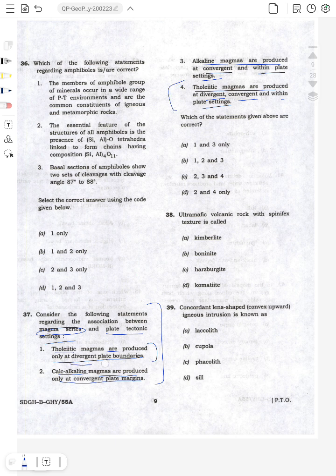इधर वो सिर्फ एक divergent plate boundaries cover कर रहा है, इधर divergent, convergent and within plate setting. The statement which covers more fields has more tendency to be correct. So this will be incorrect. But I'll be discussing everything else with you. Don't you worry. Tholeiitic magma.